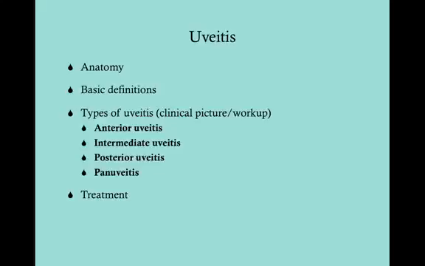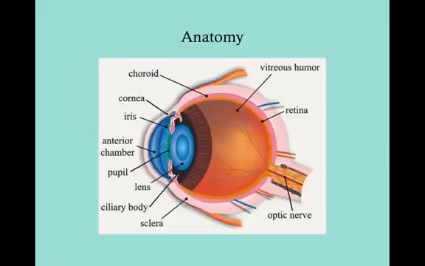We'll talk about some basic definitions and really pin down what the uvea is, what it does, what it's responsible for, and what can happen if something goes wrong with it, primarily if it's inflamed. We'll talk about the types of uveitis, the clinical picture, how you can distinguish anterior from intermediate from posterior uveitis, and then how to work these up. Panuveitis we're not going to talk about as much just because it's a combination of the three of these because the entire uvea is inflamed. Then we'll talk about treatment.